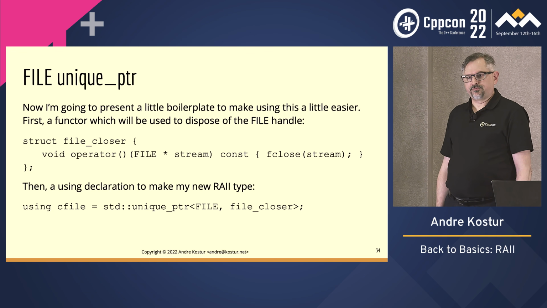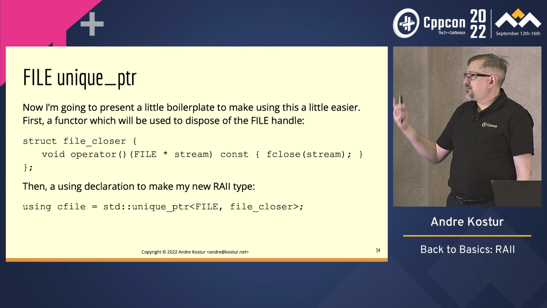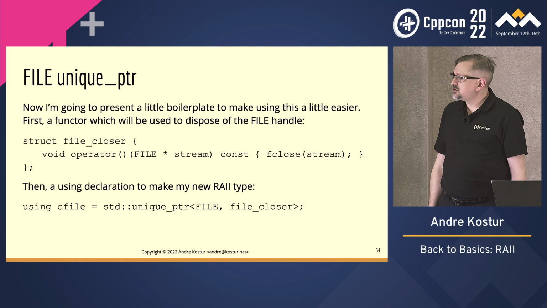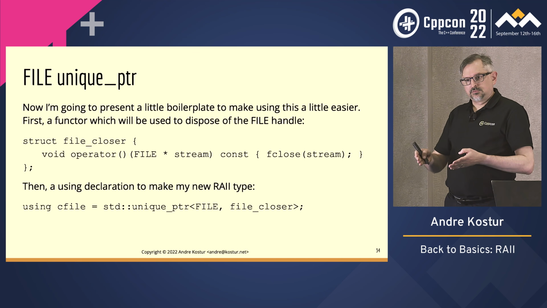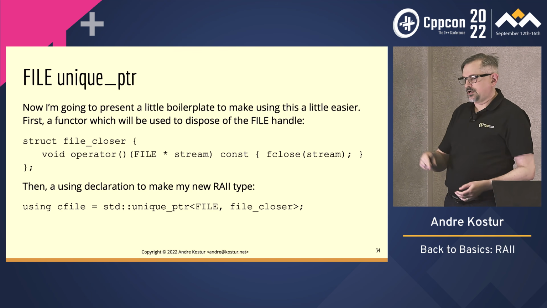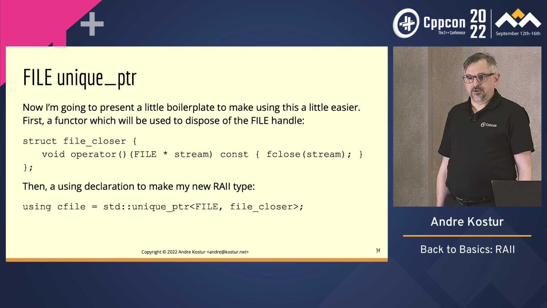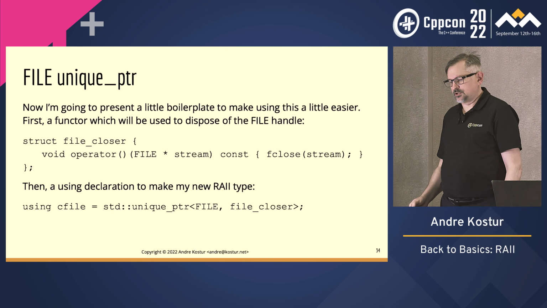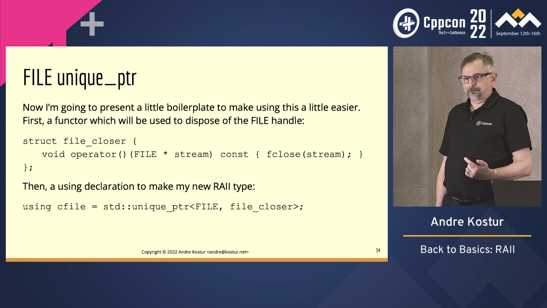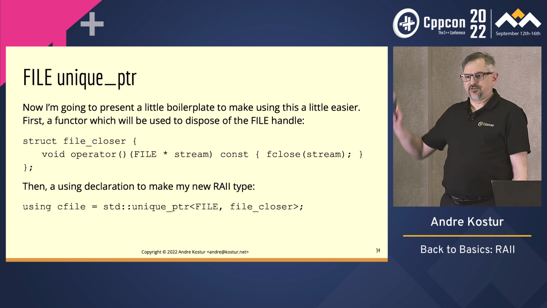Well, let's play with a little bit of boilerplate code. I can write a file closer function object. So it's a struct, it has the operator parens, and it takes one parameter, which is a FILE star. It's a const method because consts are good. And it fcloses the stream it's been handed. Then I can create a using declaration to say, hey, I'm making this thing called a CFile. It is a unique_ptr of FILE and FileCloser.